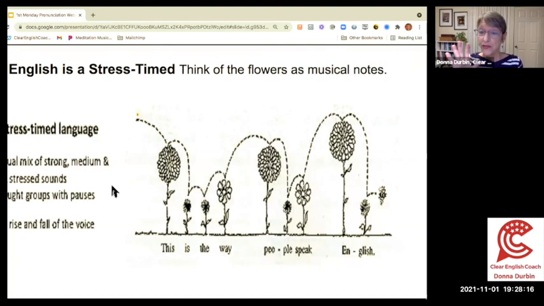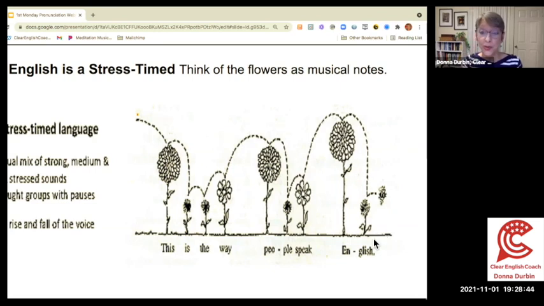So I want you to, if you're on mute, go ahead and try saying it yourself. This is the way, because our voice is going to come up. It's going to start high, go low. And I'm going to tell you, these are unstressed words. In English, we have stressed syllables, stressed words, and unstressed words. So these get reduced and said really quickly. This is the way people speak English.